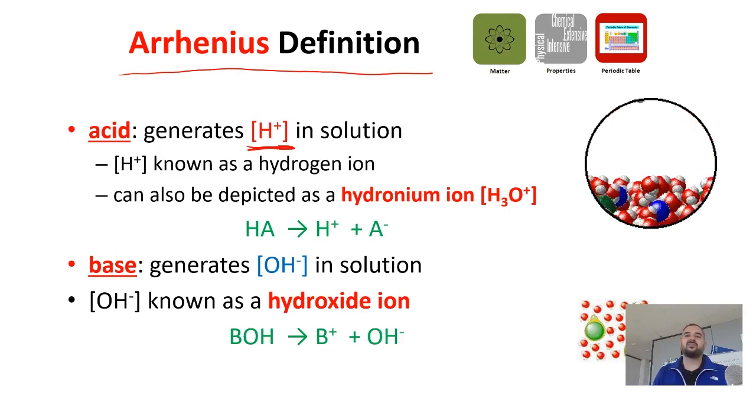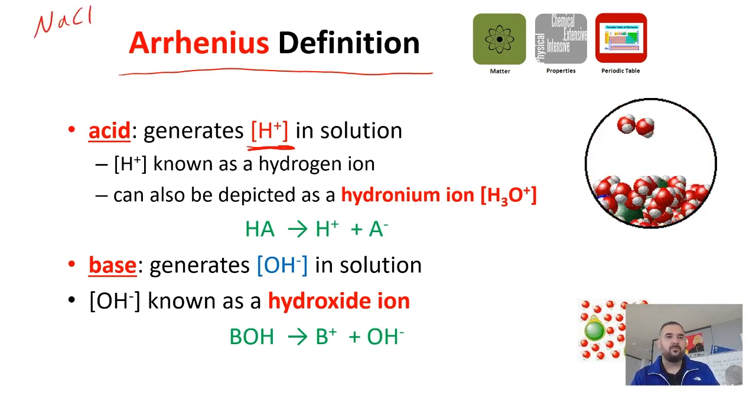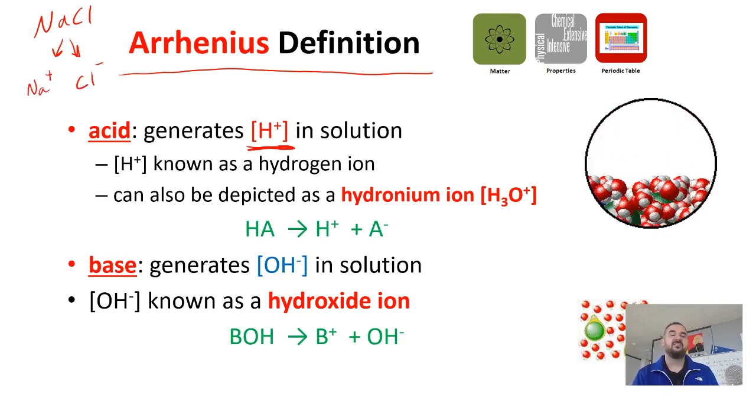We talked about how salts, when you put them in water, they dissociate to form anions and cations. For example, NaCl. When we put this in water, it's going to form two ions. It's going to form Na plus, and it's going to form Cl minus. These are the two ions that it forms when you put it in water.